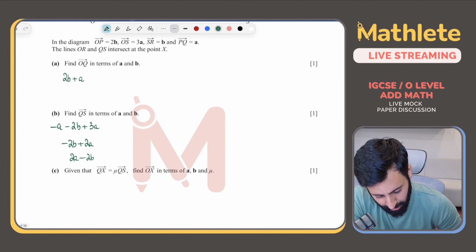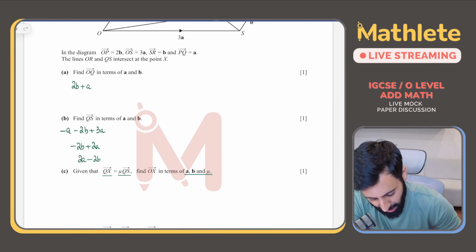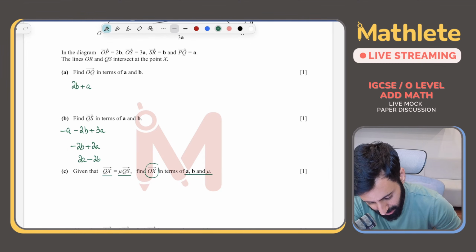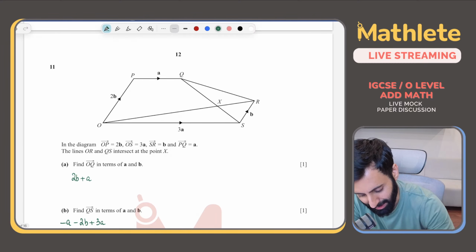Given that QX is equals to mu times of QS, find OX in terms of A, B and mu. Achha, if I want to find out OX, that means I have to incorporate QX so that mu times QS gets incorporated so that my answer is in terms of A, B and mu. So that means I will find OX and I will deliberately add QX in my route. Okay, I will find OX, but I will deliberately add QX in my route. Okay. So OX, let's pick a nice route that takes us from O to X and that has QX along the way.